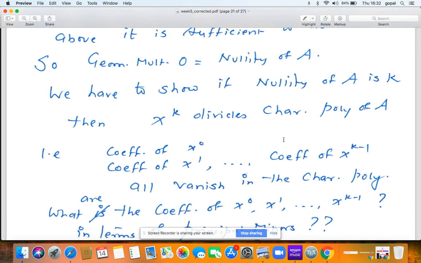Well, let us recall what is the coefficient of x to the power 0? What is the coefficient of x to the power 1? What is the coefficient of x to the power 2? We have to show, when will x to the power K divide the characteristic polynomial of A? When will x divide a polynomial? X will divide a polynomial if there is no constant term. X squared will divide a polynomial if there is no constant term and there is no x term. So x to the power K will divide the characteristic polynomial of A precisely when the coefficient of x to the power 0, the coefficient of x to the power 1, ..., the coefficient of x to the power K minus 1, all of them vanish in the characteristic equation.